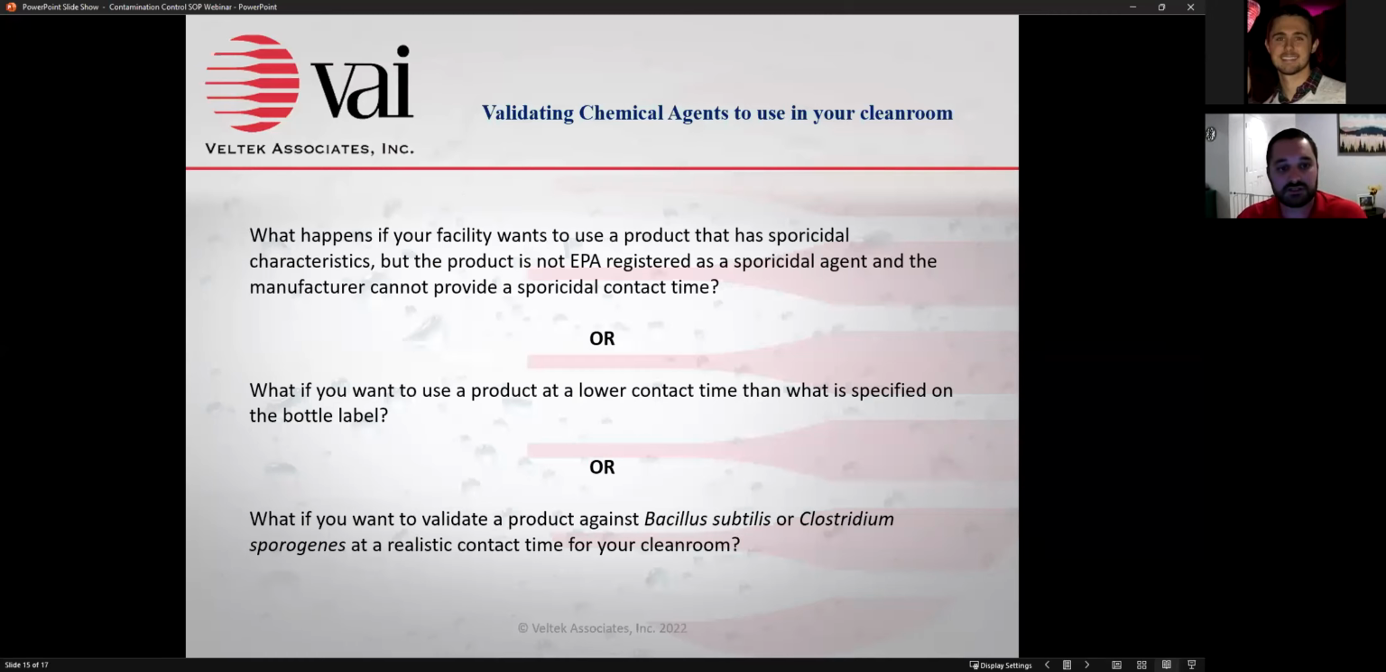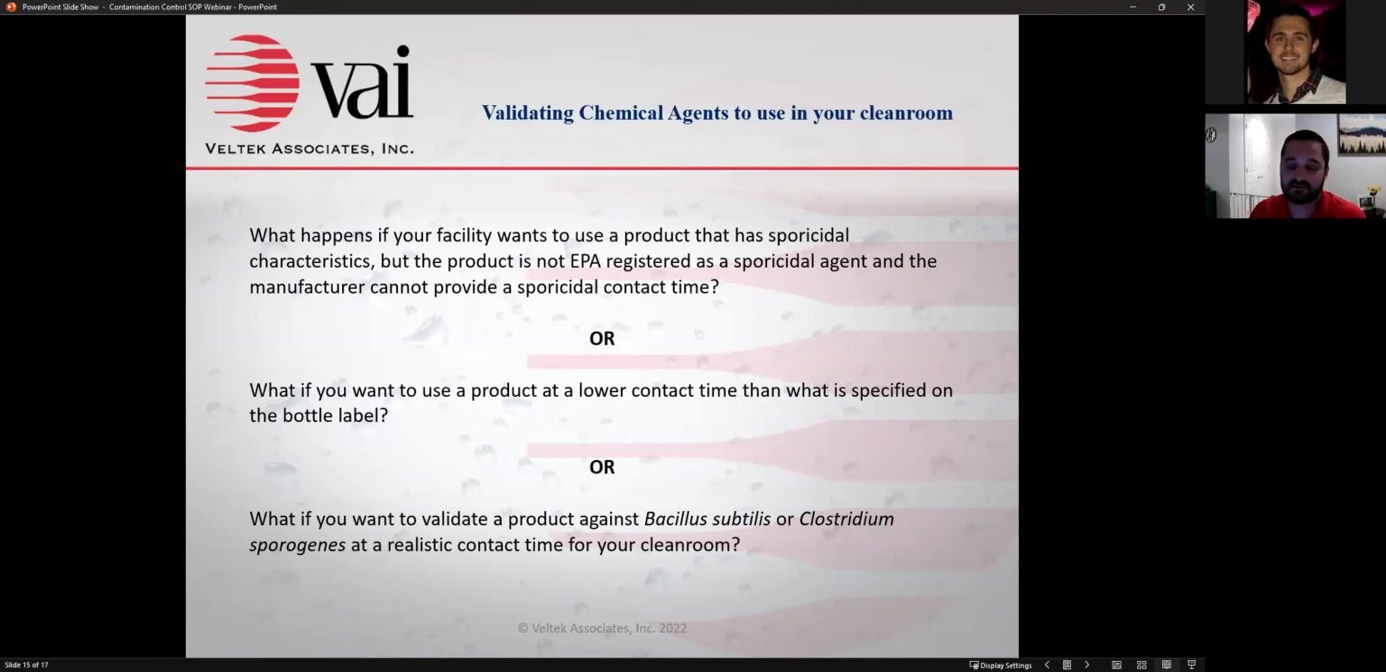So some of the questions are, what happens if your facility wants to use a product as a sporicidal agent and it has sporicidal characteristics? It's a bleach or something along those lines. It's GMP produced, it has all this documentation, but it doesn't have a label claim as a sporicidal agent. You could potentially validate it to do that. We'll talk about it on the next slide a little bit. And what if you want to use a product that had a lower contact time than what's on the label? How do you do that?